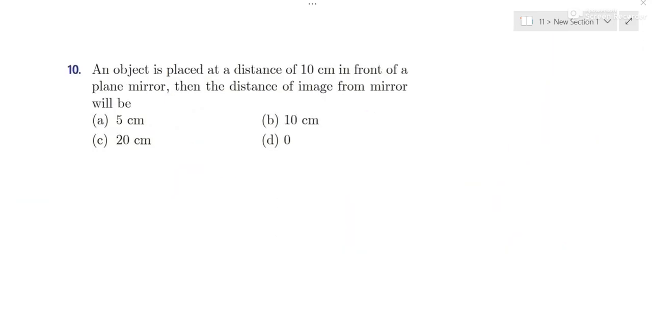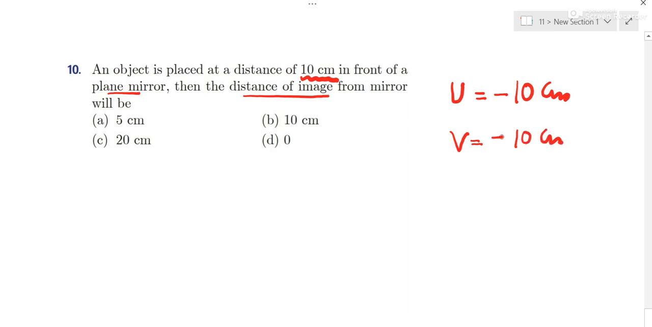Let us see this question. An object is placed at a distance of 10 centimeter, so the distance of the object is minus 10 centimeter, in front of a plane mirror. The mirror is plane, so the distance of the image would be the same and behind the mirror, so it will be plus 10. A plane mirror forms the image at the same distance as the distance of the object. So, getting to the next.